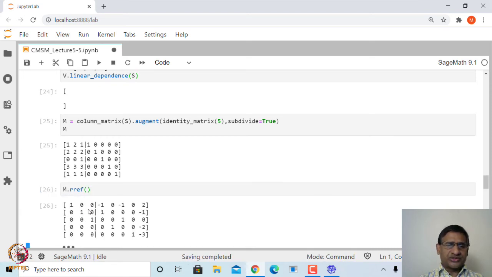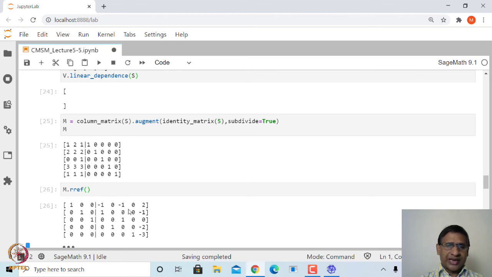So pivots are the first 3 columns here, and then this is not the case. This is the one, so this corresponds to E1. This corresponds to E2. This is also not there. This is E4. So the pivots are 1, 2, 3.